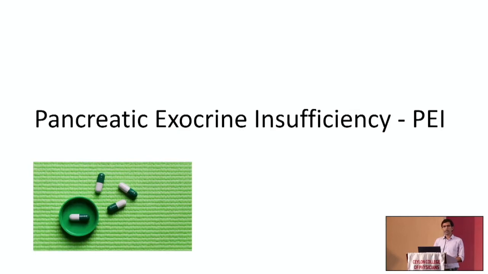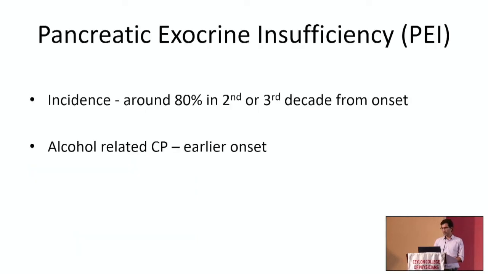So, moving on to pancreatic exocrine insufficiency. The incidence is about 80% in the second or third decade from the onset of the disease, and the onset is earlier in alcohol-related chronic pancreatitis. They can present even within the first decade after the diagnosis.